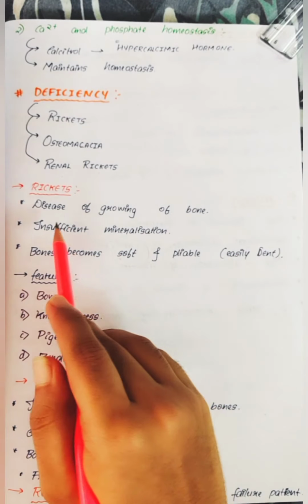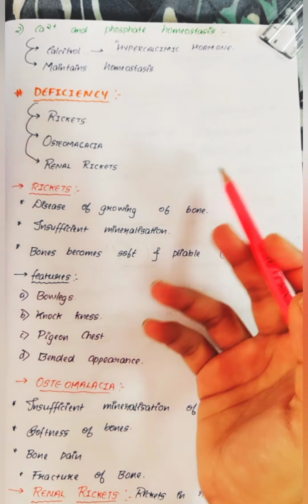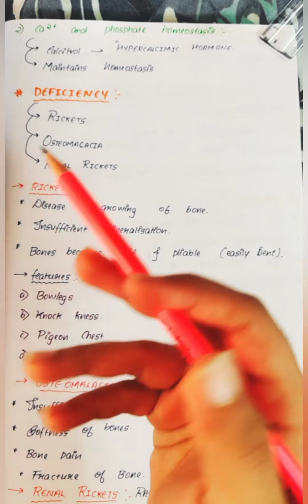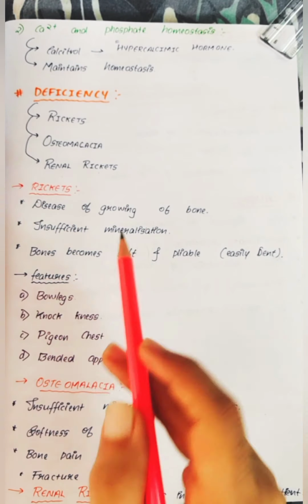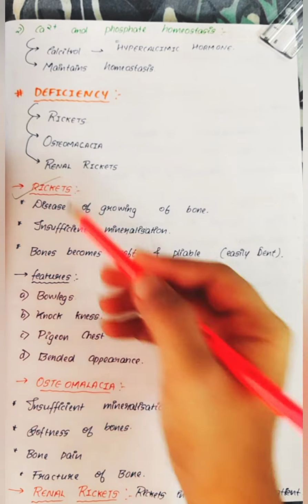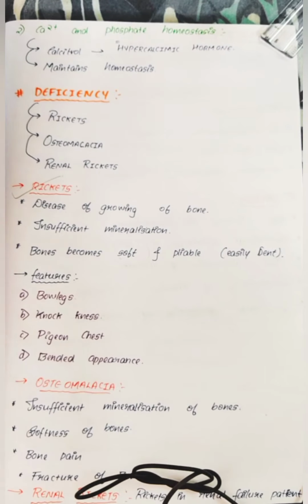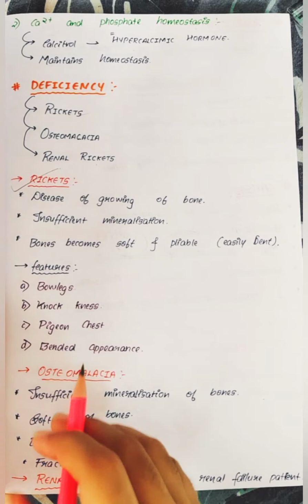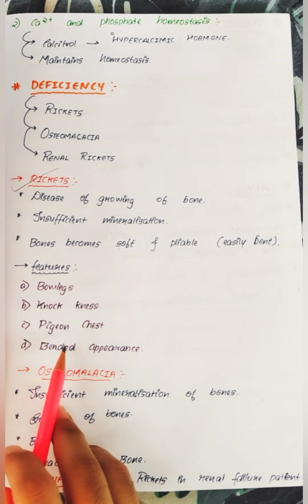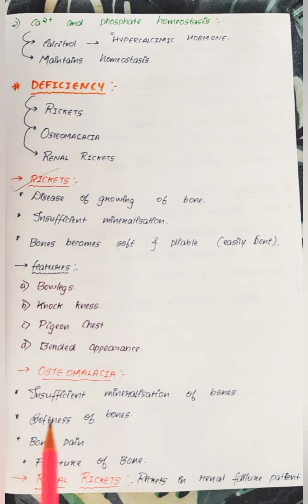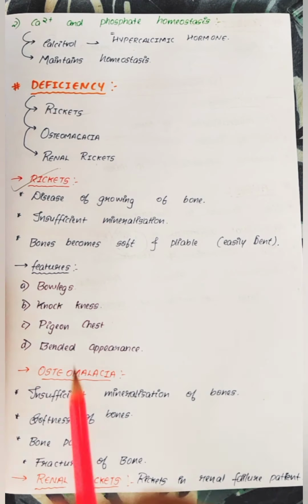It is due to insufficient mineralization. As I have said, there is no growth, there is no calcium, and gradually there will be softening of the bones. So what are the main features? These things might come for your case study examination. The features include bow legs, knock knees, pigeon chest, as well as a bent appearance. So this is about rickets.